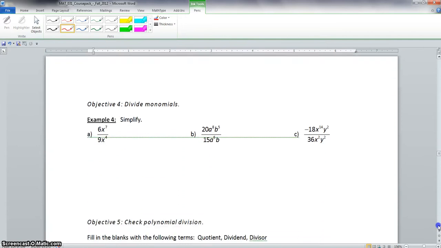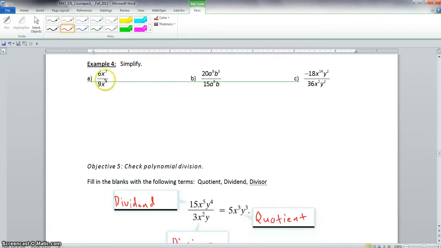Now we go down here to objective 4. It tells us to simplify. Now we have 6x to the 7th over 9x to the 4th. Now we know 6 and 9 both have what in common? You're correct. They both have 3 in common. So that will give us 2 over 3 because we'll divide both of these by 3. Now x to the 7th over x to the 4th, we know that will give us x to the 7 minus 4. So this will give us 2x to the 3rd all over 3. And that is our final answer.